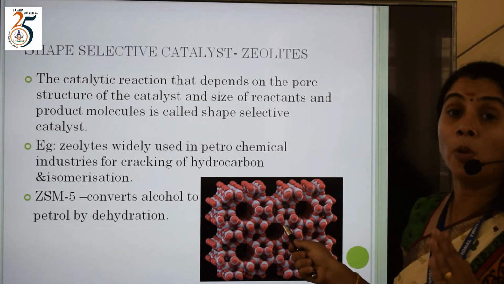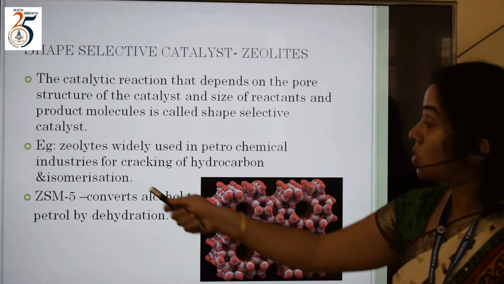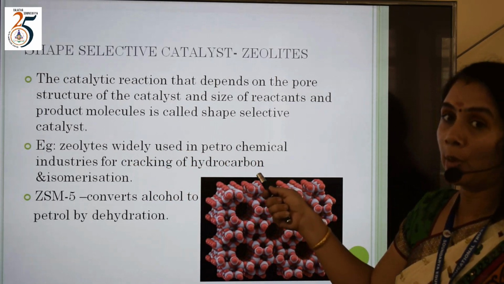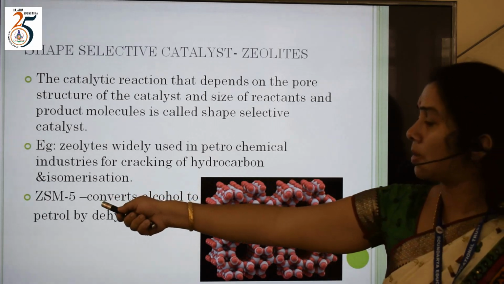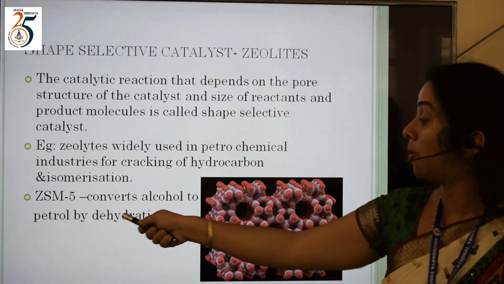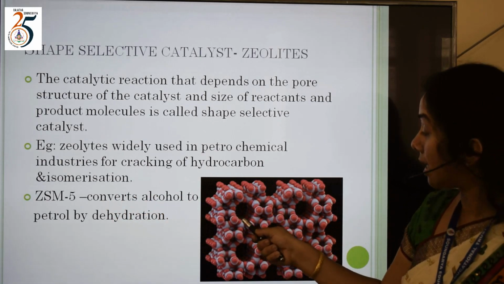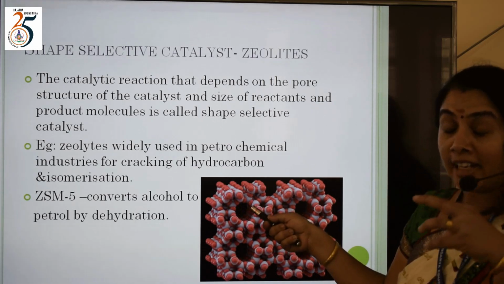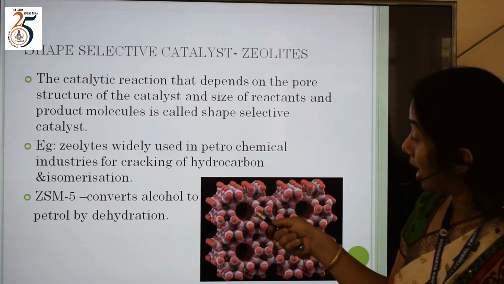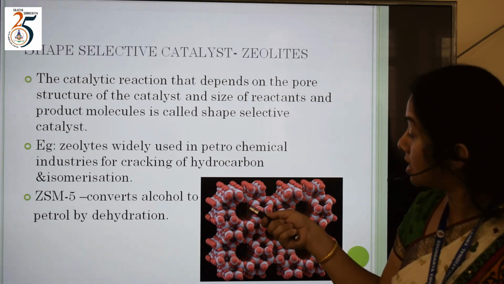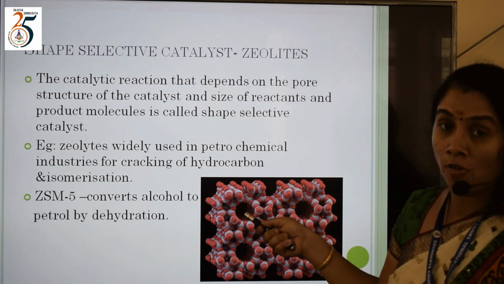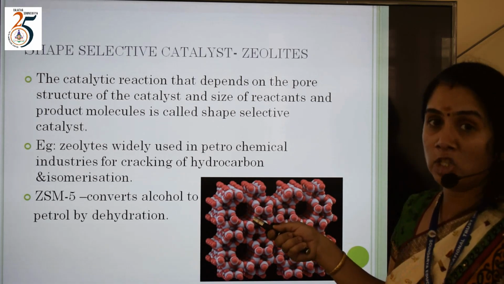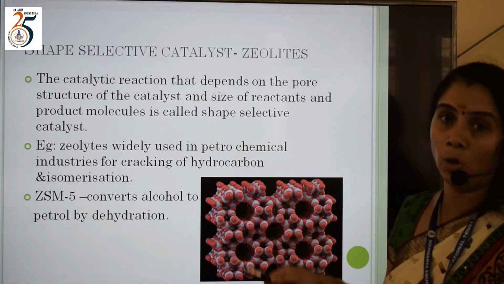You already studied zeolite in first year. Zeolite is widely used in petrochemical industries for cracking of hydrocarbons and isomerisation. ZSM-5 converts alcohol to petrol by a dehydration process. The pore space is where the catalytic action happens. So, the reactant should have a shape that fits into the pore of the catalyst for the chemical reaction to happen. And finally, the product formed will have a different shape, so it cannot stay, it emerges out.